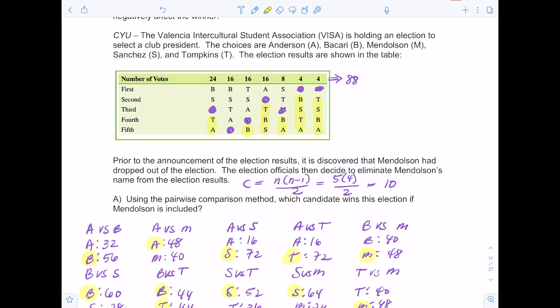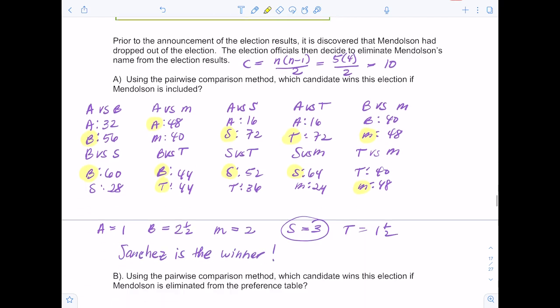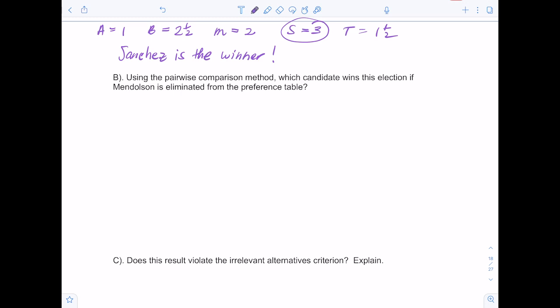So what I would like you to do is pause the video now and try doing the pairwise comparison on your own. And keep in mind, you're not going to have 10 comparisons anymore because there's only 4 candidates, right? So 4 times 3 is 12, divided by 2 is 6. So all you need to do is 6 different comparisons. So please pause the video, do the pairwise comparison, and see who you get for your winner. And then unpause when you're ready.